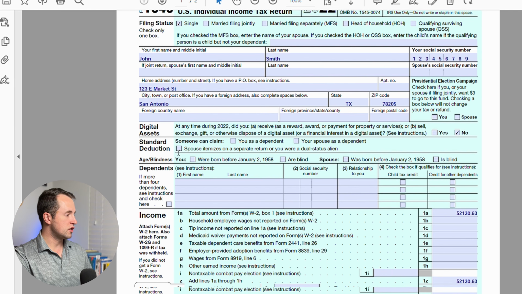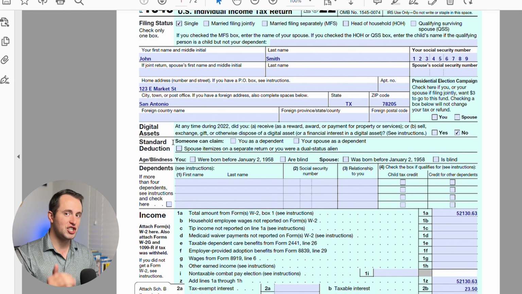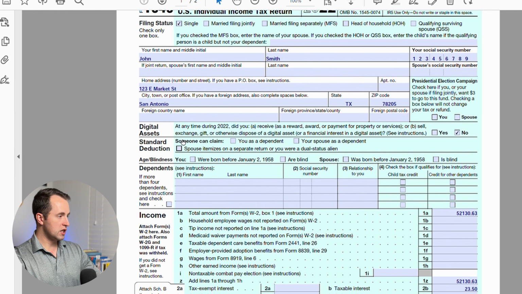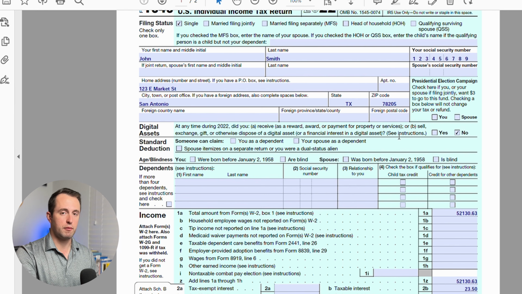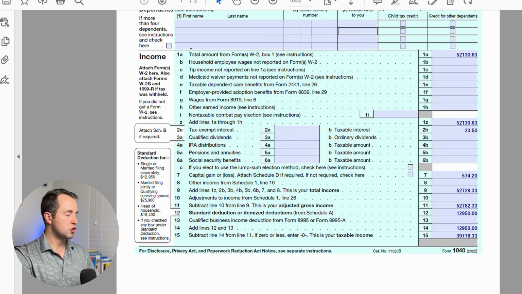And then the next one deals with the standard deductions, some things that might change it for you. This first line deals with whether or not somebody can claim you as a dependent. And then the next one deals with if you were born before January 2nd, 1958, or if you're blind, as well as information about your spouse. But for this one, because we're single, we're not going to be touching those elements. The next section deals with dependents, which is not going to be applicable for this form. And then we're going to get down to the actual line-by-line information, starting out with income.